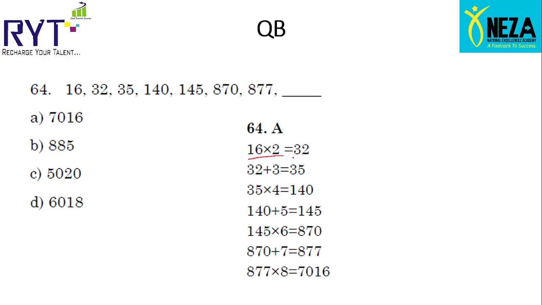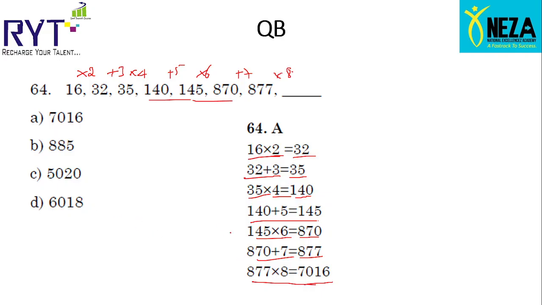16 into 32. 32 plus 3, 35. 35 into 4, 140. 140 plus 5 is 145. Next is 145 into this, may be 7. Plus 7 gives. So when I observe the trend, 2 plus 2 plus 3 into 4 plus 5 into 6 plus 7, 8. Well, this 877 into 7016.